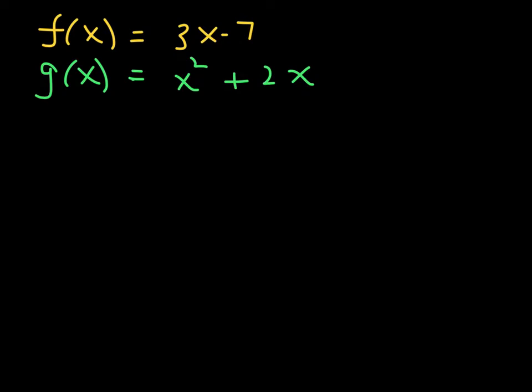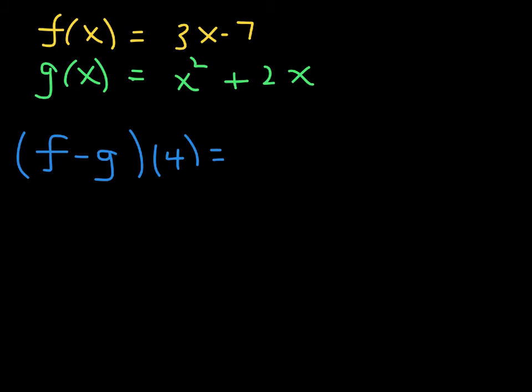Okay, we're back. Now, don't forget f of x is still 3x minus 7, and g of x is still x squared plus 2x. This time around, I'm going to have you find something different. This is the function value that I want you to find this time: f minus g at 4.